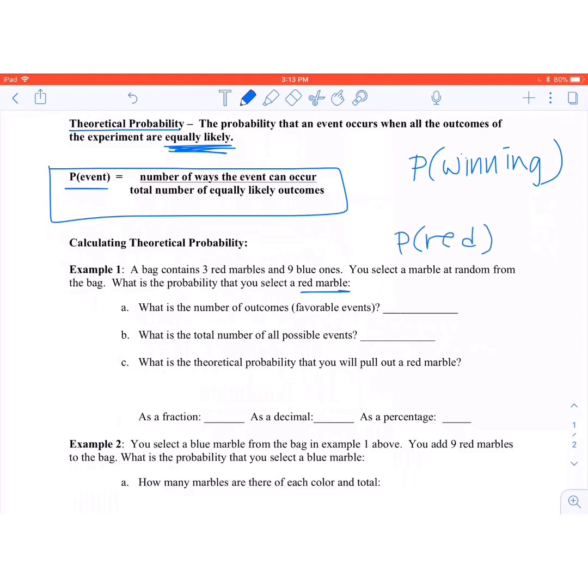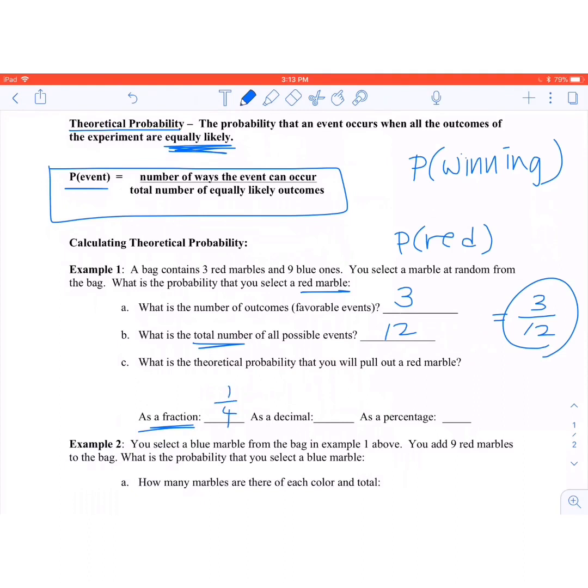Okay, so to do that, you need to first find out, how many reds are there? There are 3 red marbles out of how many total? There are 12 marbles because there are 3 red and 9 blue. So what is the theoretical probability that you will pull out a red marble? That is simply 3 divided by 12. Here I can put it as a fraction. I would definitely reduce the 3 over 12, which is 1 over 4.